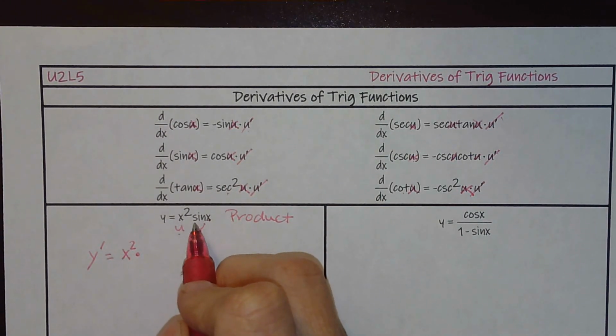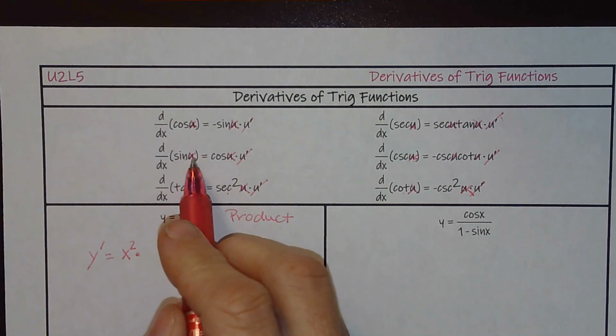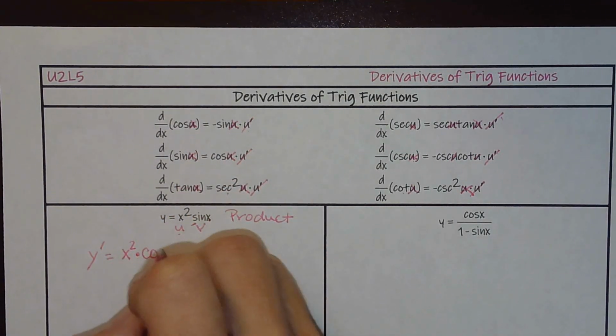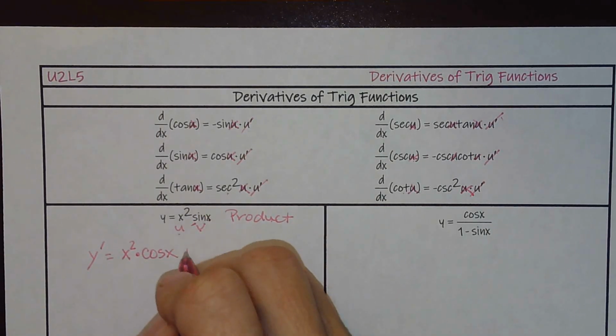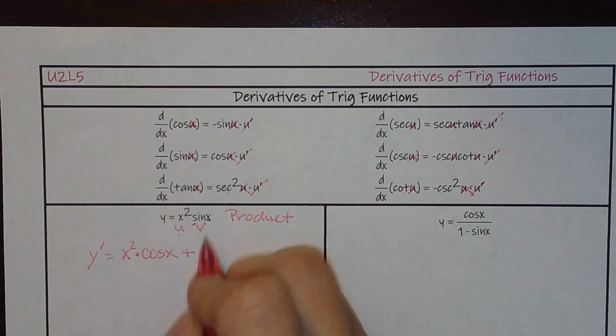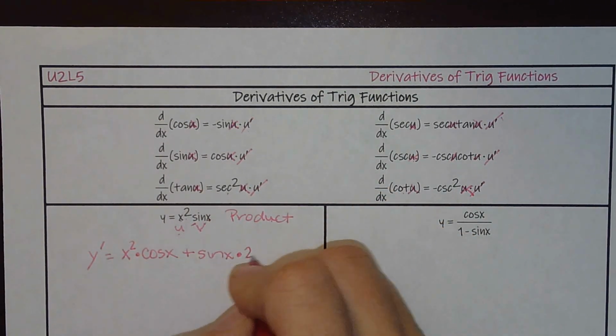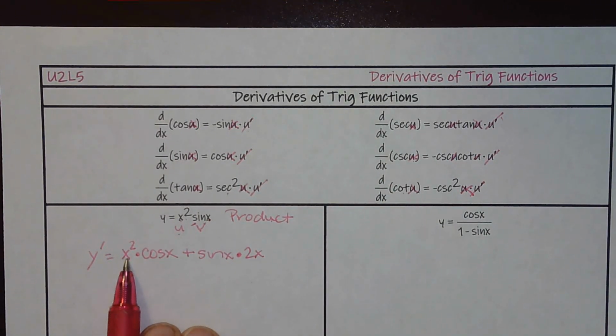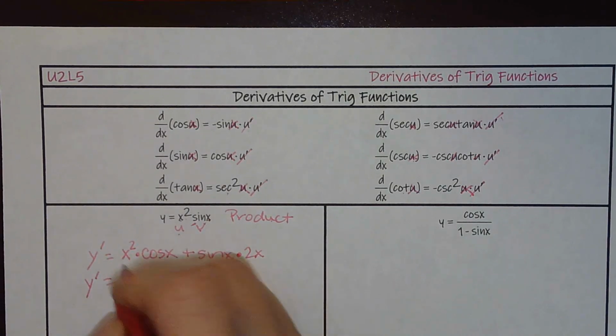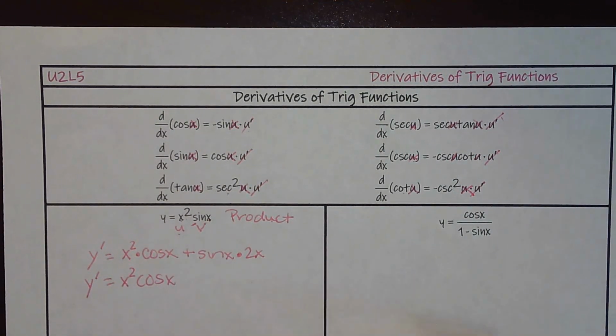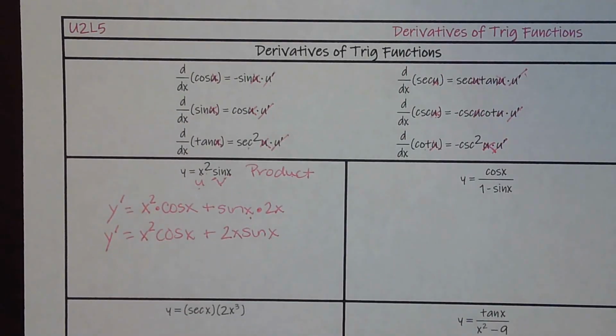So what is the derivative of sine of x? Well, derivative of sine of x is cosine of x. So cosine of x, and then the product rule says we have to add v, which is sine of x, multiply that by u prime, which is 2x. So this is u v prime plus v u prime. And then cleaning this up just a little would give us x squared cosine of x plus, I like to put the 2x in front, 2x sine of x. And that's your derivative.